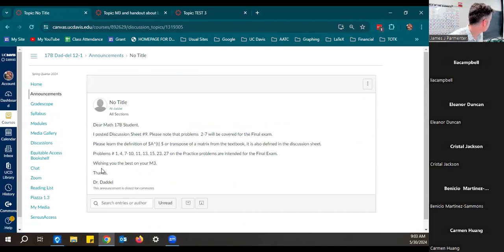Yeah, so there were two things. He talks about discussion sheet 9 and how you shouldn't focus on the practice problems. So, here it is. For discussion sheet 9, essentially don't look at problems 2 through 7, because those are for the final. And then for the practice problems, which is different than discussion sheet 9, these problems 1, 4, 7 through 10, 11, 13, 15, 23, 27, are for the final. So when you're looking at these practice problems, those ones you should hold off on. Not that we couldn't talk about those if you really wanted to, but I feel like other things are more pressing. So that's where you should be looking for what you should and shouldn't look at on your practice materials.